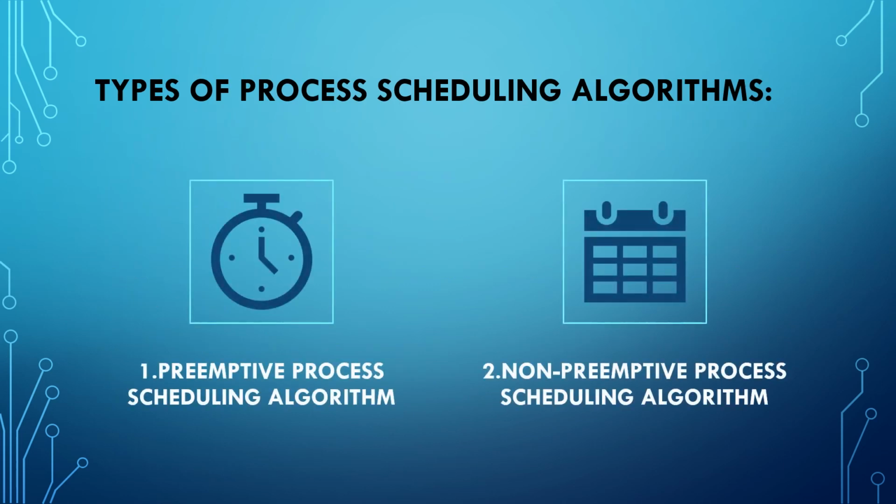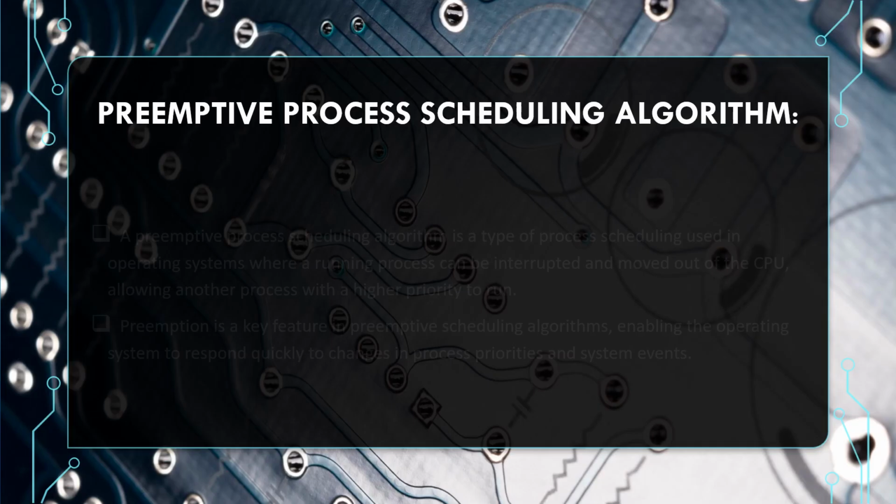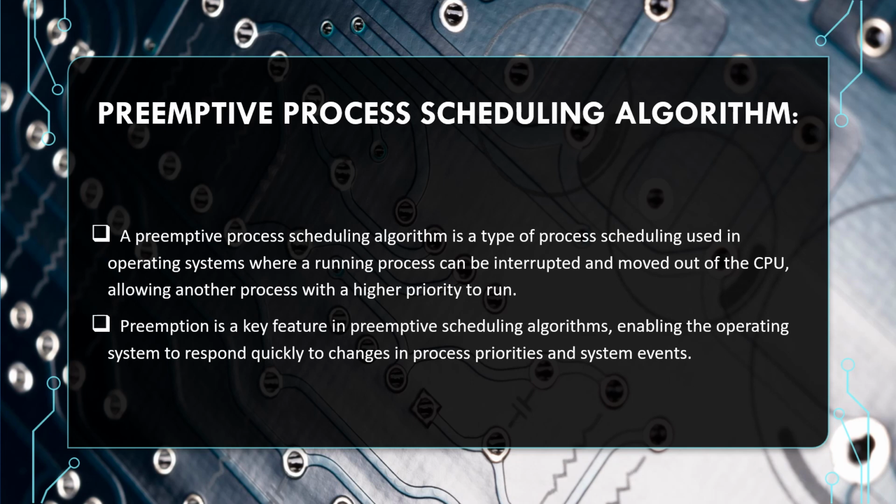Next, types of process scheduling algorithms. There are two types: preemptive process scheduling algorithm and non-preemptive process scheduling algorithm. Coming to the preemptive process scheduling algorithm: it is a type of process scheduling used in operating systems where a running process can be interrupted and moved out of the CPU, allowing another process with a higher priority to run. Preemption is a key feature in preemptive scheduling algorithms, enabling the operating system to respond quickly to changes in process priorities and system events.